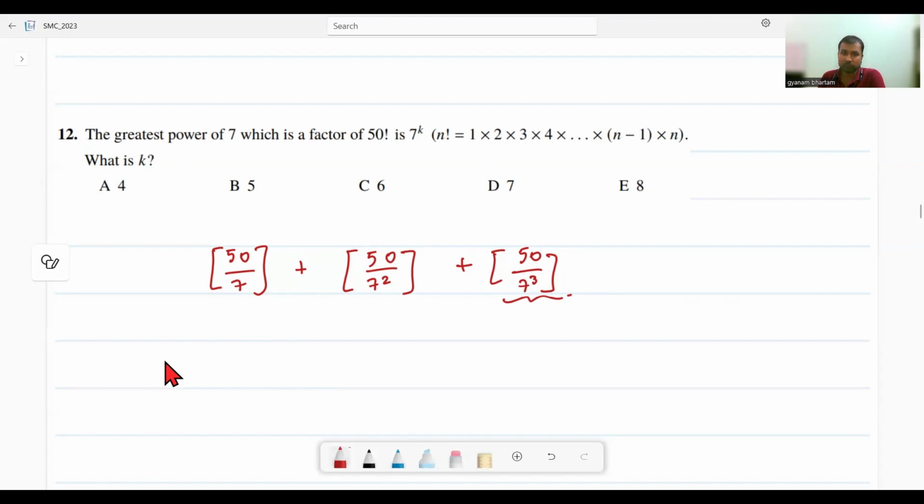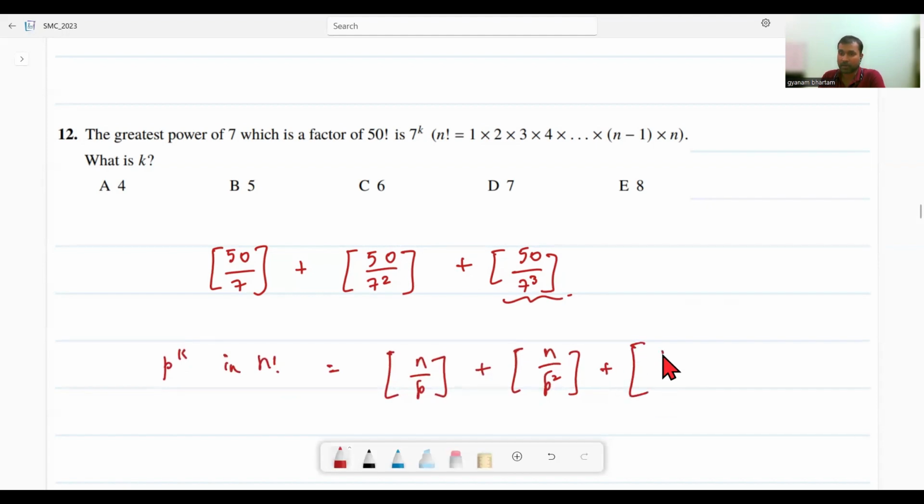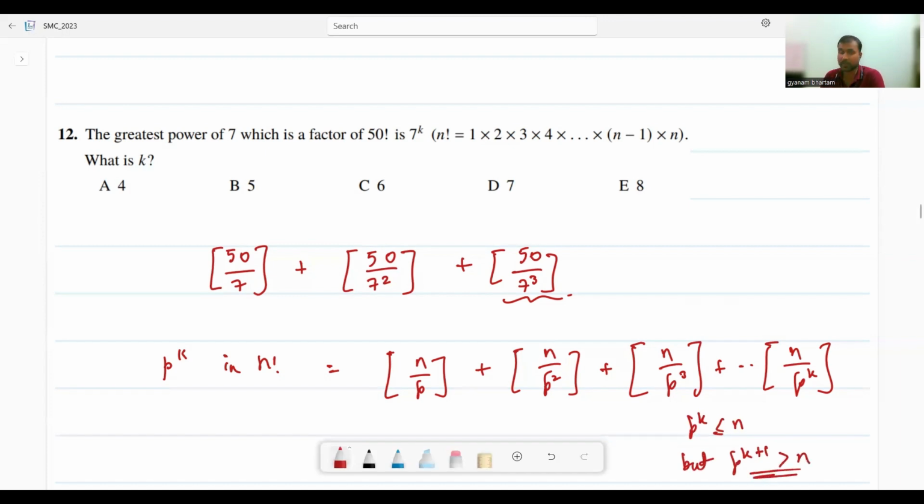So this is the formula: a prime number p to the power k in n factorial is going to be n by p plus n by p square plus n by p to the power 3, and this keeps on continuing till n by p to the power k, such that p to the power k is less than or equal to n, but p to the power k plus 1 is greater than n, because all the terms after this will be giving you 0. So no need to take this term. We have 7 plus 1, which is going to give you 8.